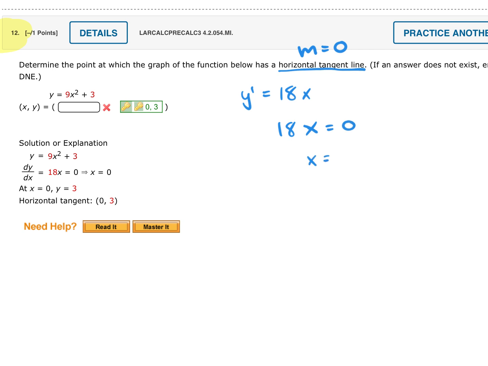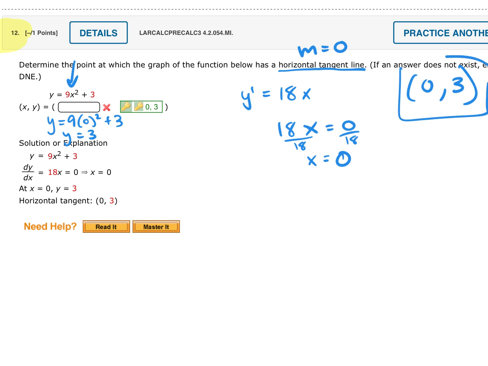So we want to find when 18x equals 0. So x equals, if we divide both sides by 18, x equals 0. So that's the x coordinate. To find the y, we plug it into our original function. So here we have y is equal to 9 times 0 squared plus 3. So y equals 3. So our point would be 0, 3.